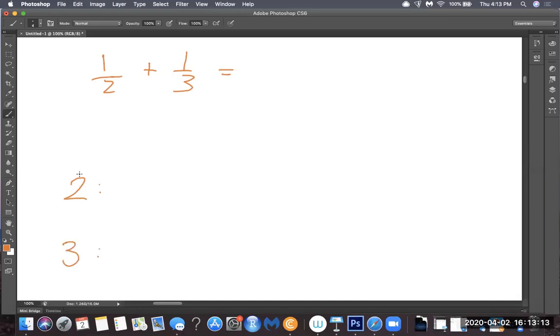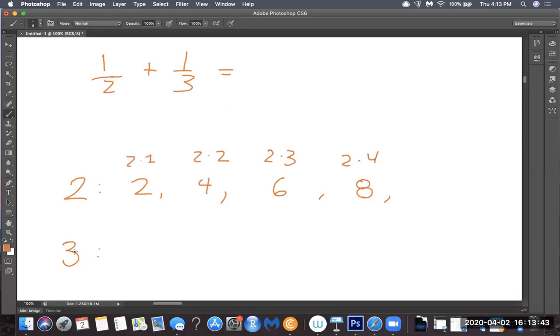The first multiple of 2 is 2 times 1, which is 2. The second multiple of 2 is 2 times 2, which is what? 4. The next multiple is 2 times 3, which is what? 6. The next multiple is 2 times 4, which is what? 8. Yeah. And you keep doing that to infinity.